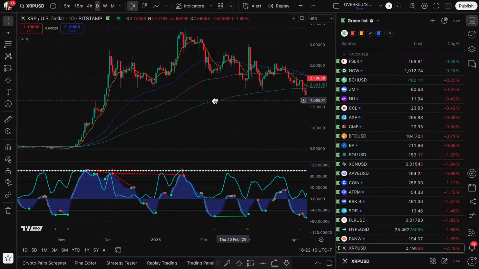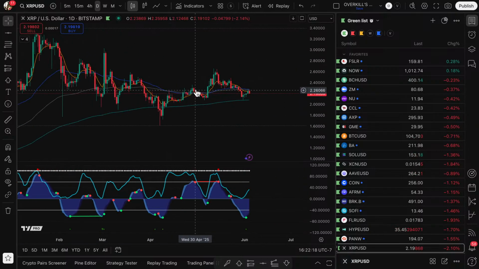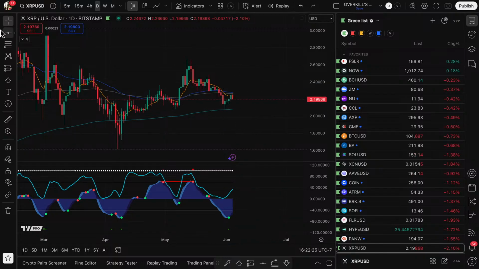And then what did it do? It pulled all the way back into these EMAs, right? All the way back into the 200. And you had the green dot, boom, called out there yesterday. I still really like XRP. Nothing is hurt on the chart as long as we hold that $2 level.